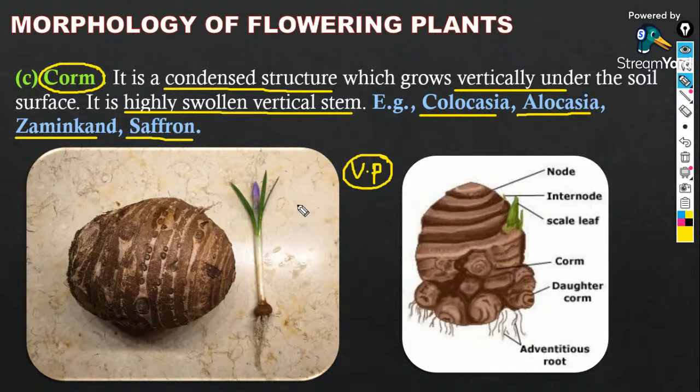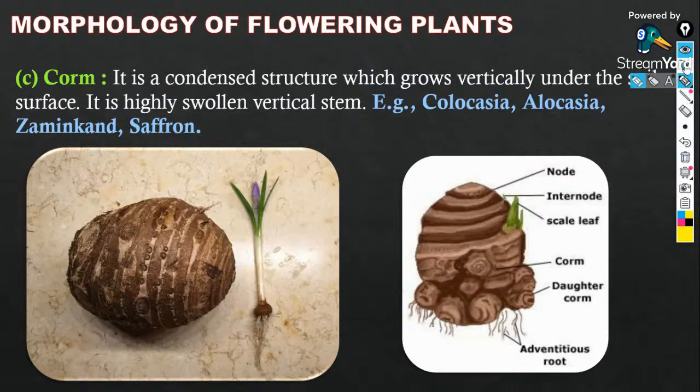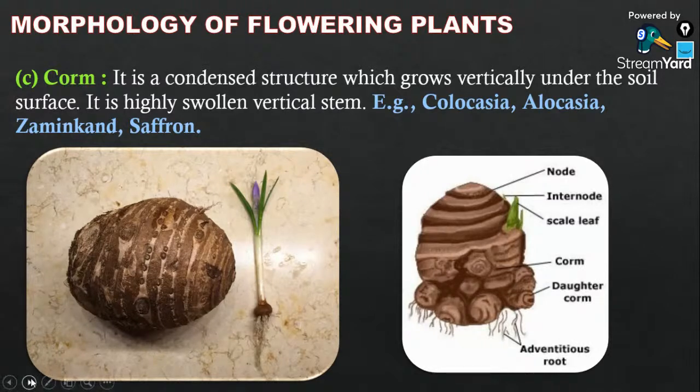Vegetative propagation. All these are used for vegetative propagation as well. These have two functions: they are used for the storage of food and also for vegetative propagation. You will use tuber as a part of vegetative propagation, then rhizome as a vegetative propagule, corm also you will use. So you have to study what is a corm. It is a condensed structure which grows vertically under the soil. It has a swollen vertical stem and the examples are colocasia, amorphophallus, etc. Done.